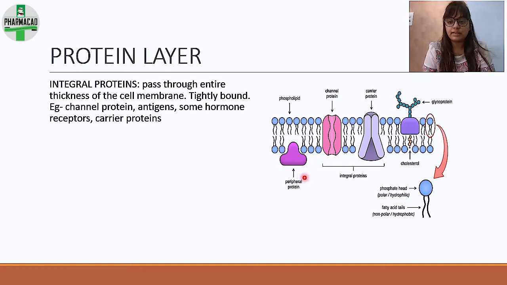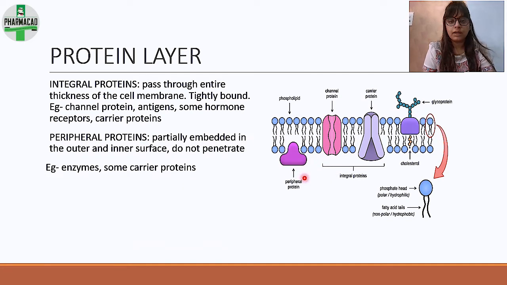This you can see, this is a peripheral protein. It is partially embedded in the outer surface, this is the inner surface and this one is the outer surface, and they do not penetrate through and through. Its examples are enzymes and some carrier proteins.